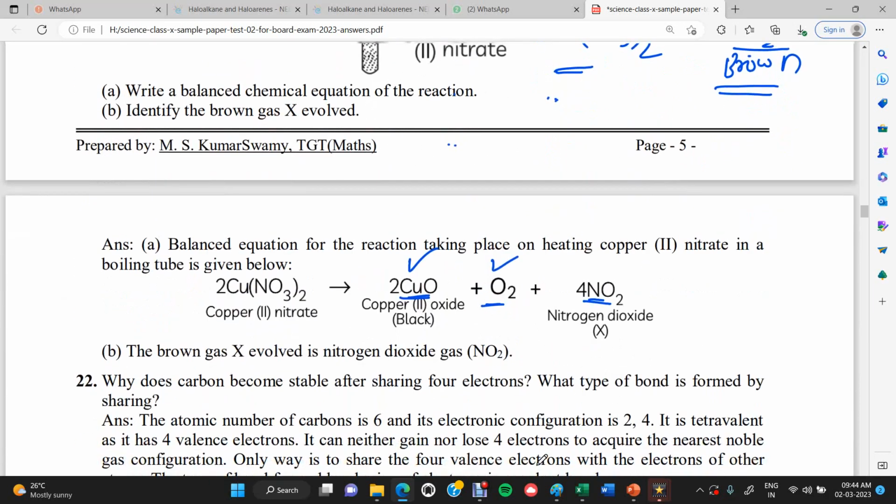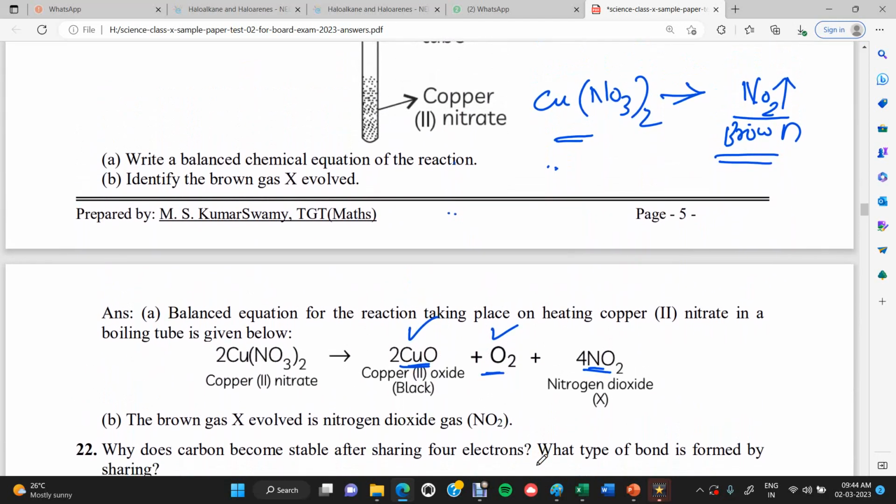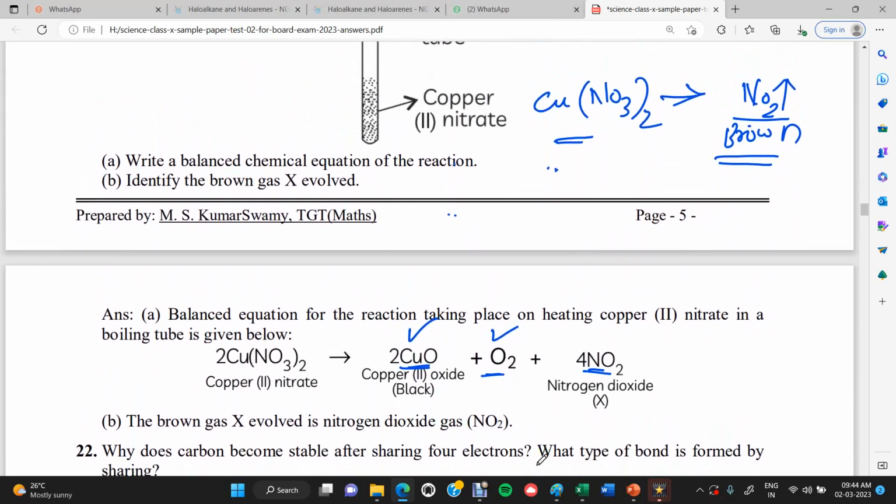Next question. Why does carbon become stable after sharing 4 electrons? What type of bond is formed by sharing? Sharing means we can write that it is a covalent bond. No doubt in that. Why does carbon become stable after sharing 4 electrons?